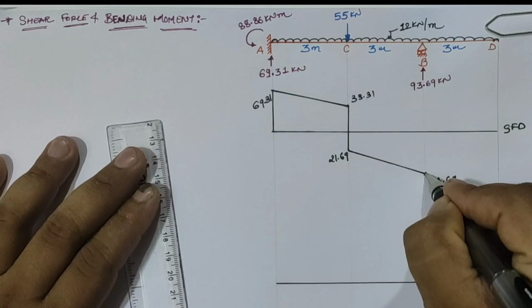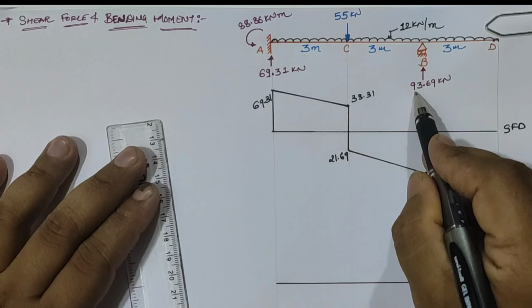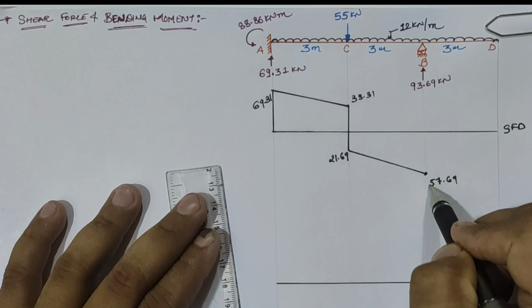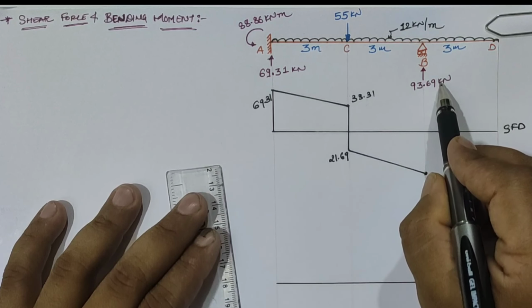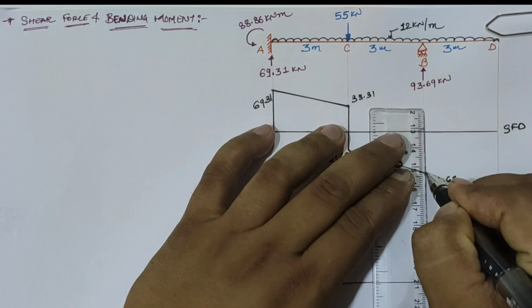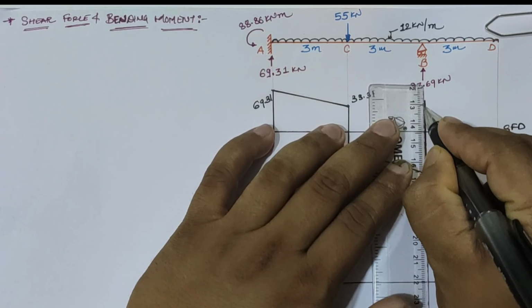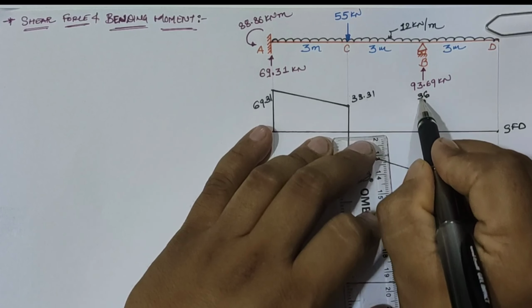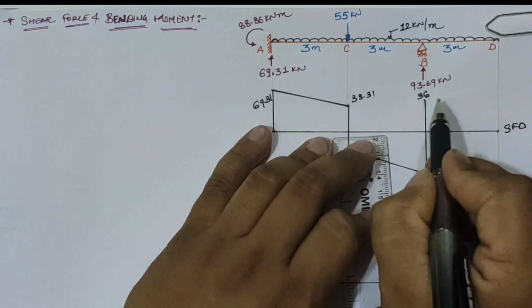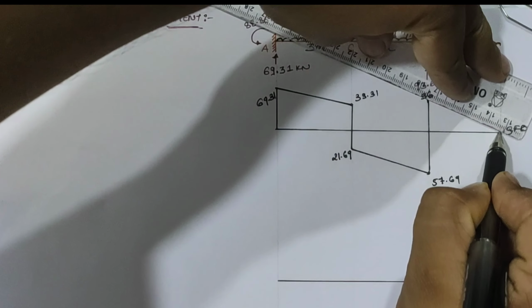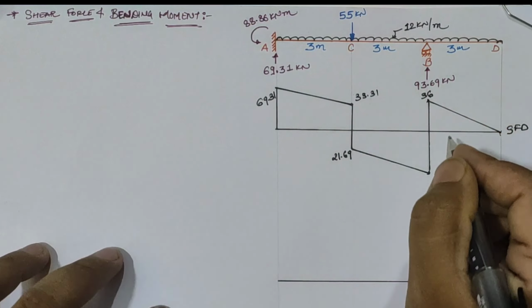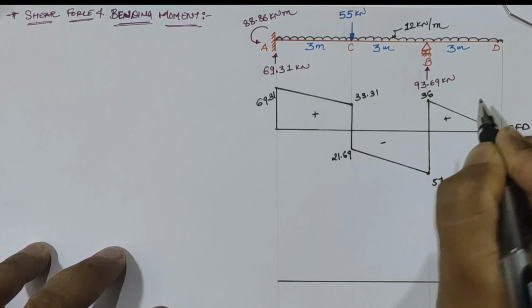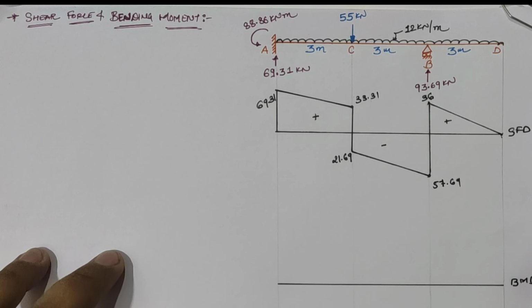Now at location B, the reaction of 93.69 acts in the positive direction, so minus 57.69 plus 93.69 is equal to 36 in the positive direction. From 36 to point D, our value is positive 36 minus 12 into 3, which is minus 36, hence the value is 0. So the figure indicates the shear force diagram in positive as well as negative direction as described in the figure.